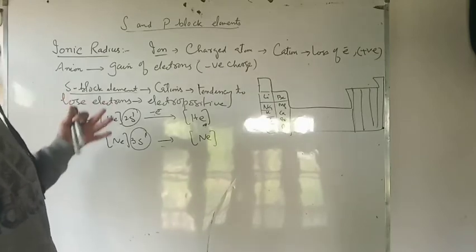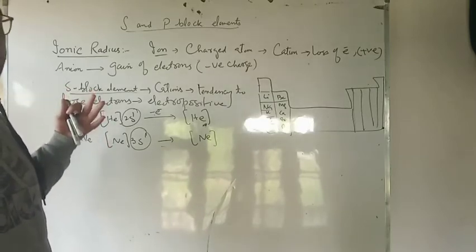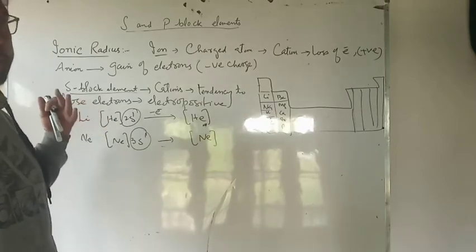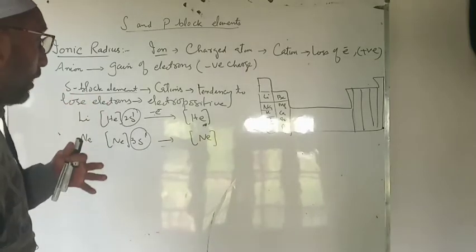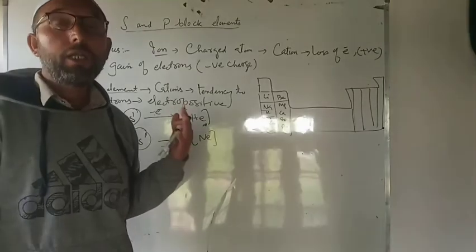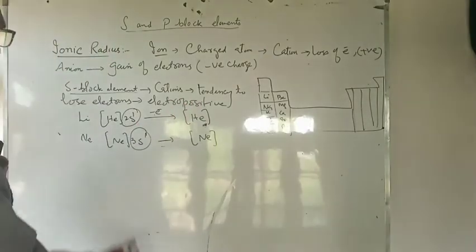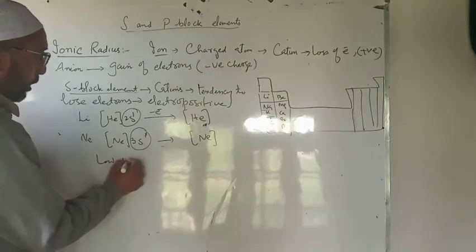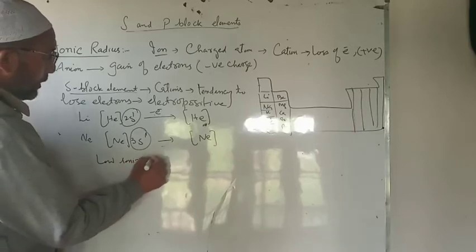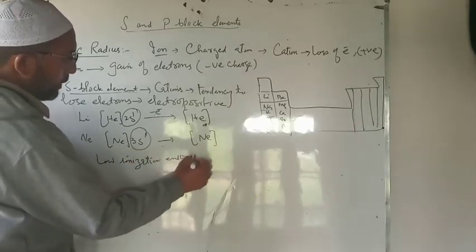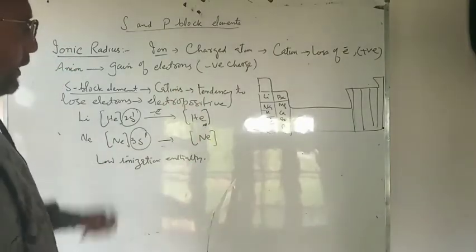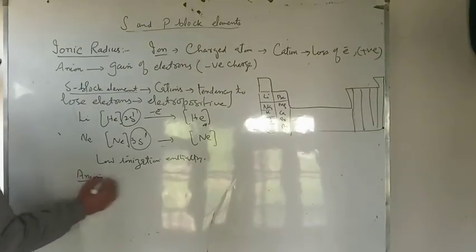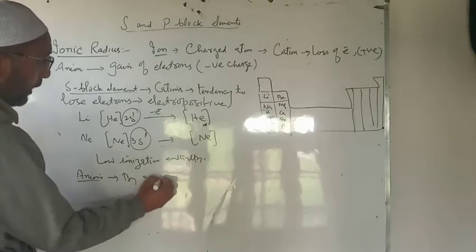So s block elements, why do they lose the electrons and change into positive ions? The reason is that after losing the electron, they attain stable electronic configuration. And in order to lose this electron, they need only a very small amount of energy, which we call ionization energy. So these elements of group first and second have low ionization energy, low ionization enthalpy, and because of this low ionization enthalpy, they get converted into cations. Now, let us come to anions. How are anions formed? Anions are formed by gain of electrons.